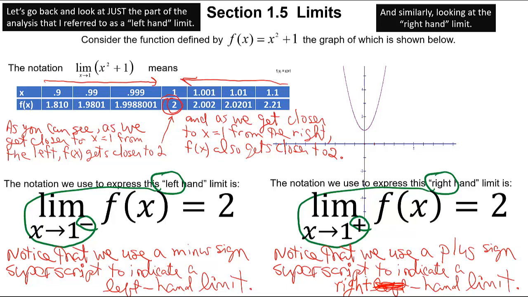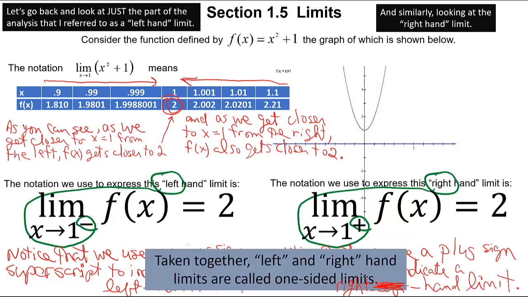So I'm introducing concepts and symbology and terminology all at the same time. But as in most things in mathematics, you learn by doing, and as you work through these problems, it'll become more and more second nature to you. If we talk about left and right-hand limits together, we call them one-sided limits. So one-sided limits can be left hand or right hand.